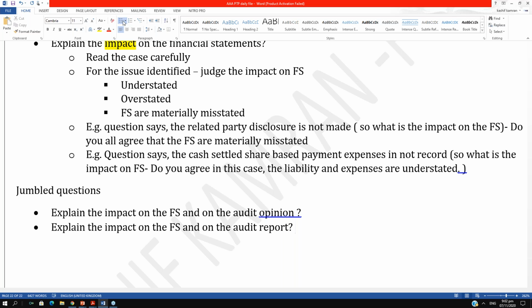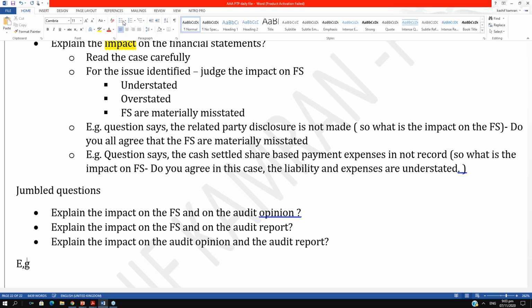Now, just one last thing before we take on the past papers. Look at this question: explain the impact on the audit opinion and the audit report. This is the most interesting. The examiner is asking to explain the impact on the opinion. So in this question, will you just be thinking about the four opinions? Explain the impact on the opinion and the audit report.